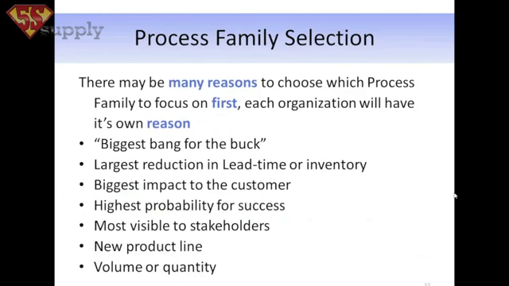So once again, why you might pick one process family over another: biggest bang for the buck, biggest impact, those types of things, highest probability for success, especially when you're first starting out, even if it's a new product, meaning that it doesn't exist. You're like, well, how can we do a value stream map?